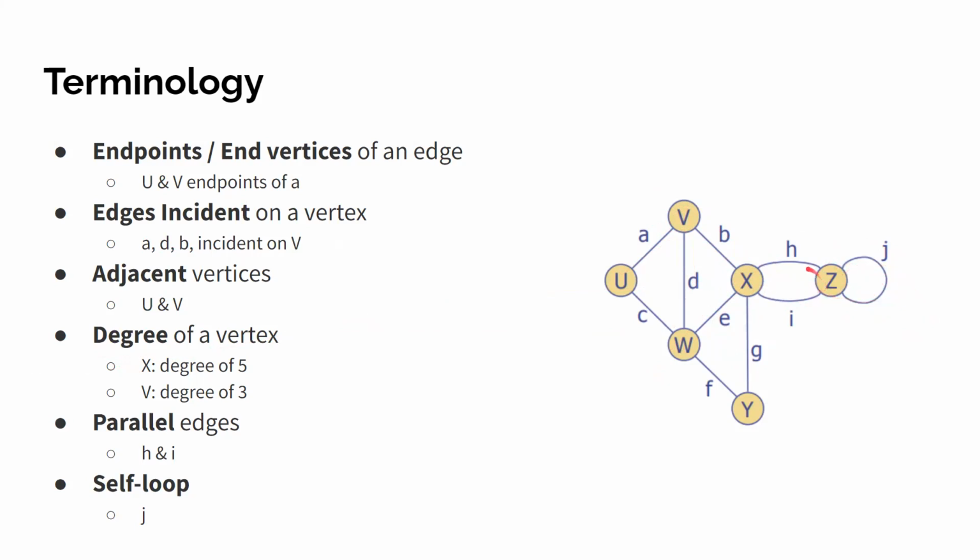Parallel edges, for example, are H and I. It's when they have the same endpoints. So we can see this very clearly in H and I. And a self-loop is when the edge starts and ends at the same vertex.